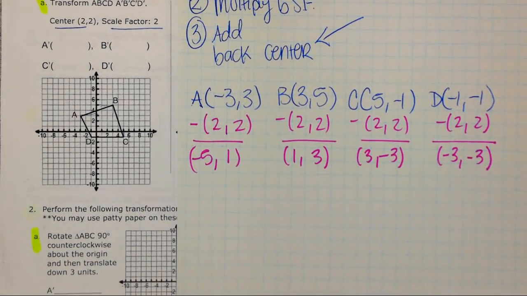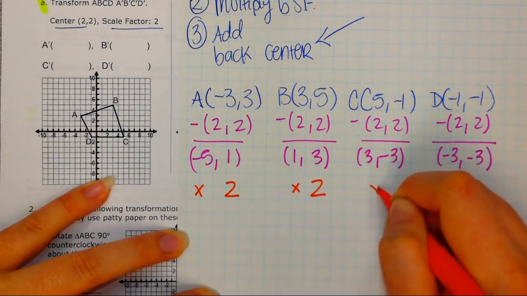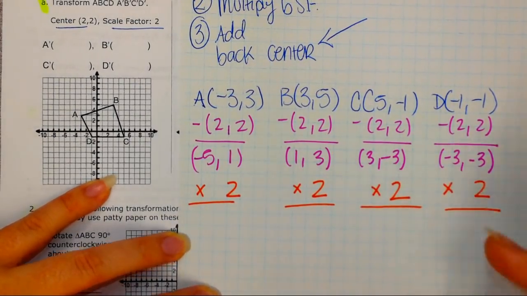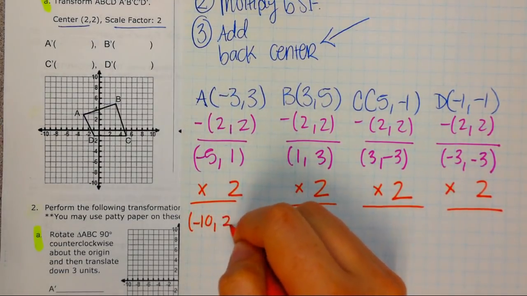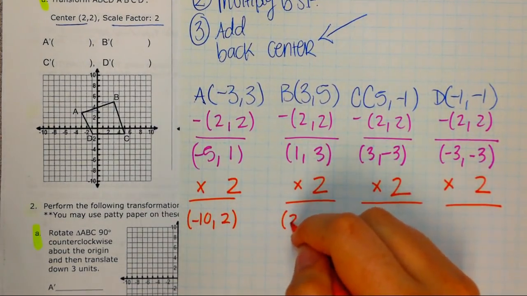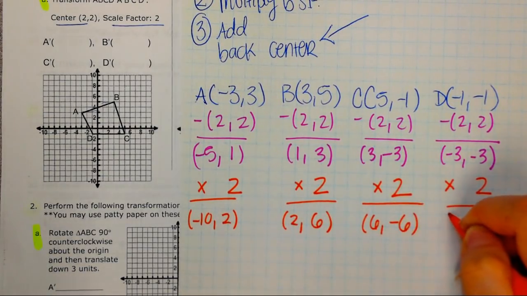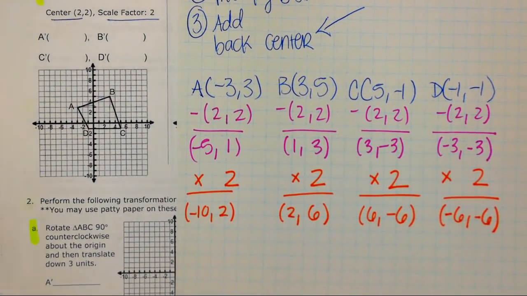All right. So we subtracted the center. Our next step is that we need to multiply by the scale factor. So everything has a scale factor of 2. Okay, so I'm going to multiply by my scale factor of 2. So this is going to become -10, 2. Okay. This is going to become 2, 6. 6, -6. And -6, -6.